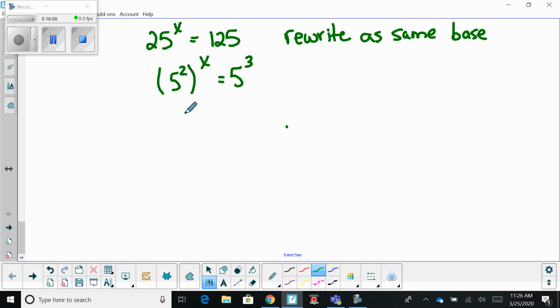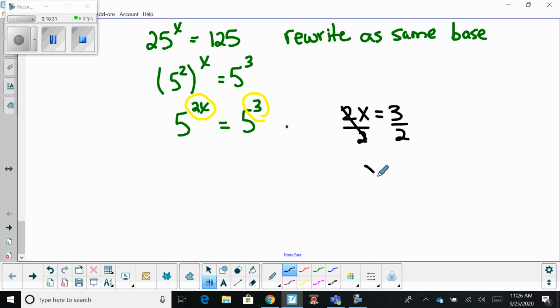Power raised to a power here, multiply, so I've got 5 to the 2x equals 5 to the 3rd. And then, if they're both base 5s, then these two things have to be equal to each other. So from that point, I can just set the exponents equal. 2x equals 3. Divide by 2, and I get that x equals 3 halves. So 25 to the 3 halves does equal 125, because this means you're taking the square root of 25, and then you are cubing it.